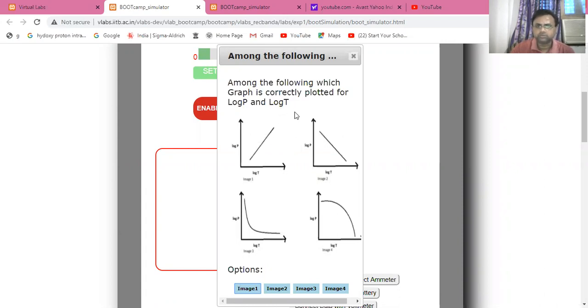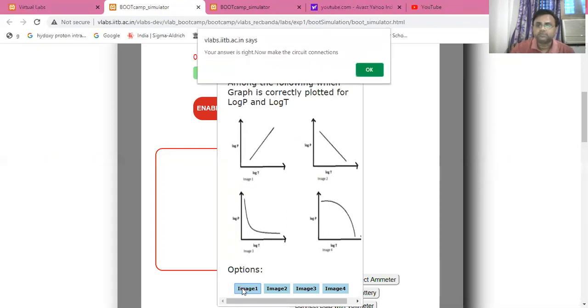It gives a question and answer: among the following, which graph is correctly plotted for log T and log P? What kind of graph should there be between log P and log T? We know that log P and log T will always give a straight line, so image 1 is correct. This shows your answer is right. Now make the circuit connections.